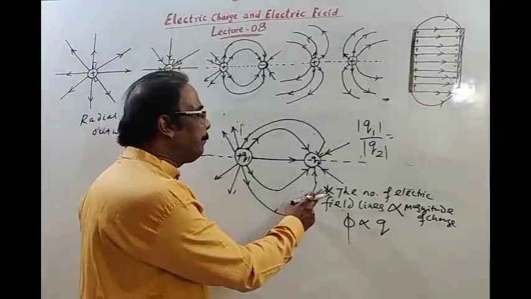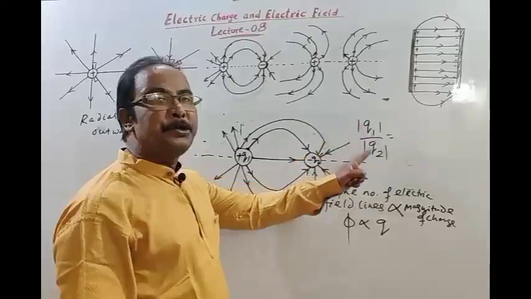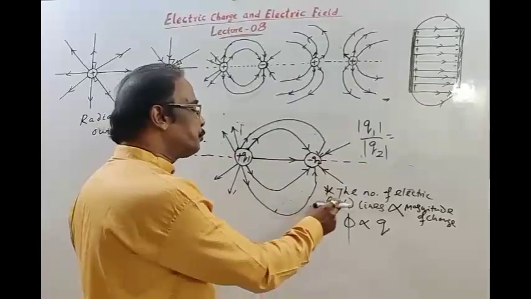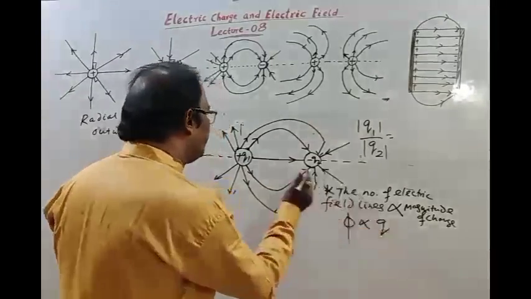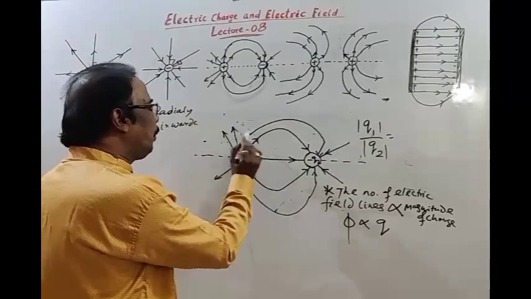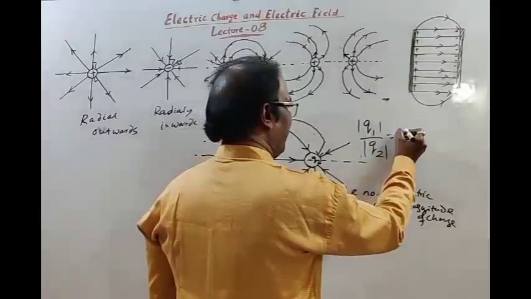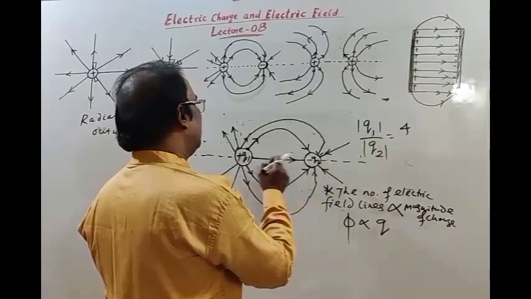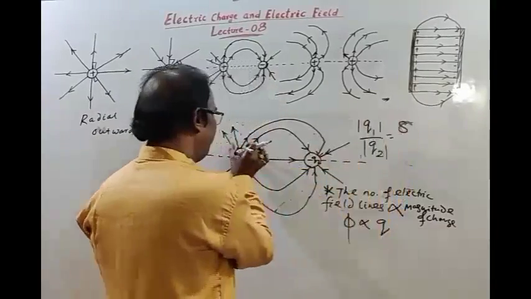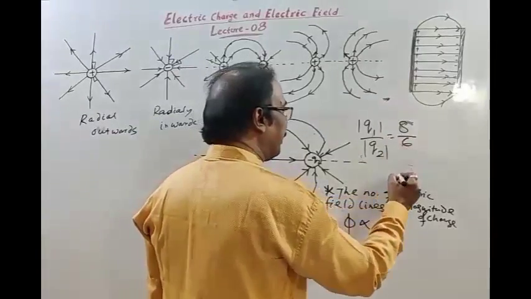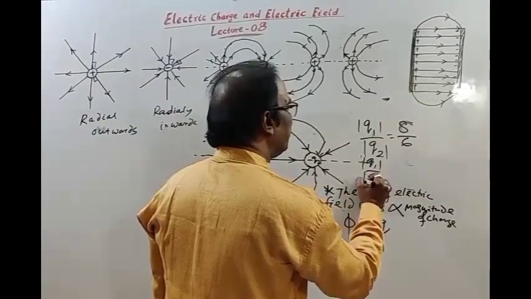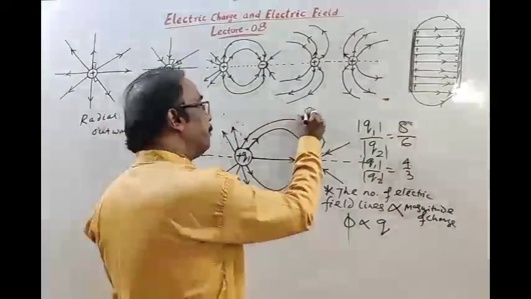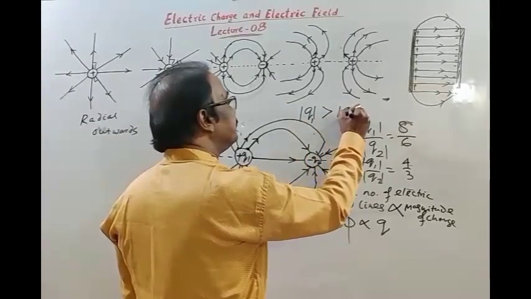Depending upon this concept, we may now find the ratio between the magnitudes of charge Q1 to Q2. The number of lines of force is proportional to charge. Here, number of lines of force 1, 2, 3, 4, 1, 2, 3, 4, that is 8, sorry. Then here 1, 2, 3, 1, 2, 3, that is 6. So magnitude of Q1 divided by magnitude of Q2 is 8 by 6, or we may write 4 by 3. So it shows that magnitude of Q1 is greater than magnitude of Q2.